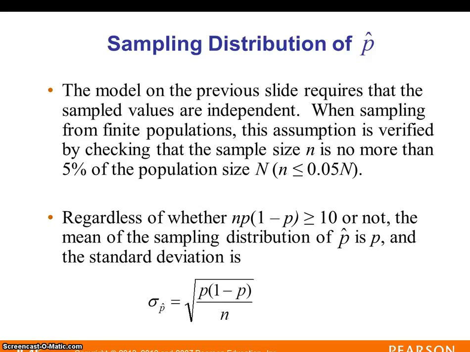So the model in the previous slide also requires that the sample values are independent, and you can basically verify this by checking that the sample is not larger than 5% of the population. Again, that will largely be things we'll assume anyway, so a lot of times these are things you won't have to check on the exam.